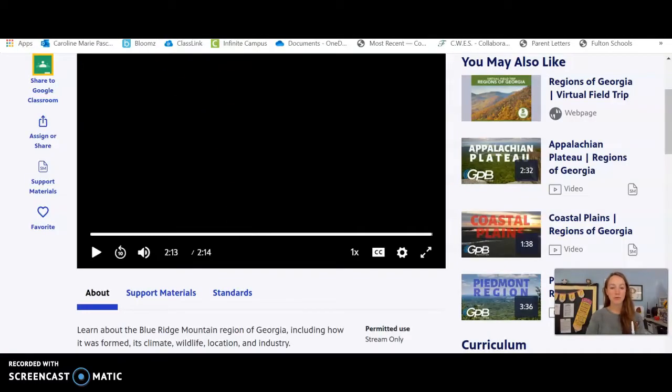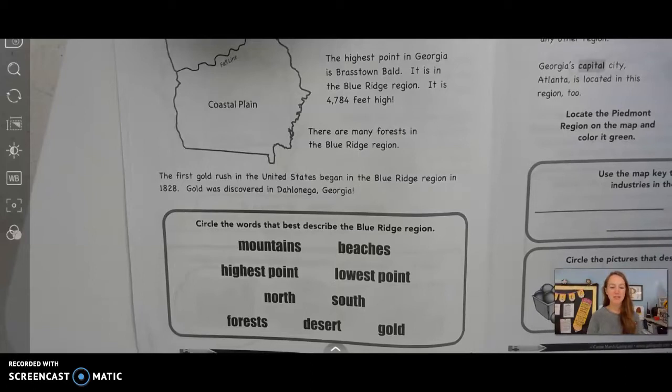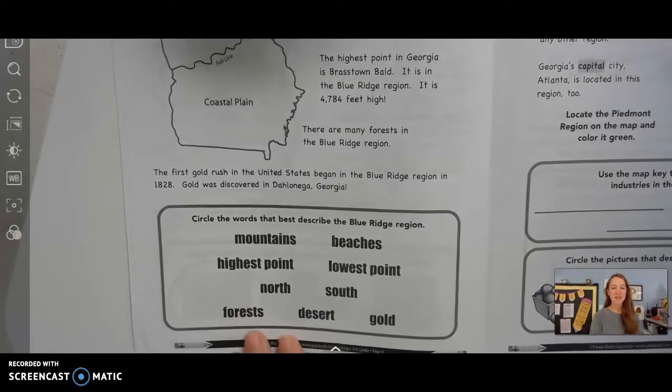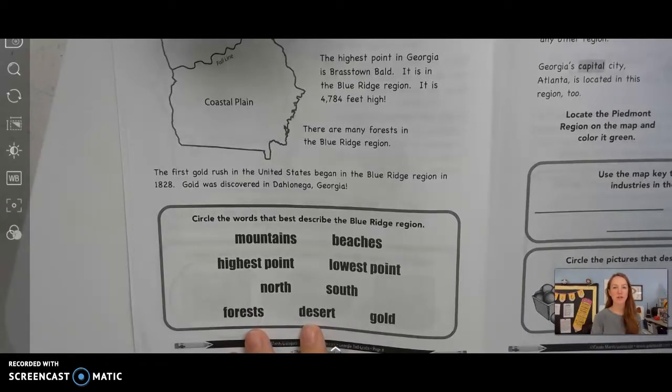All right, guys, that video kind of shared a little bit more about our Blue Ridge region. So let's look down here. It says, circle the words that best describe the Blue Ridge region. Go ahead and pause and circle the words that describe the Blue Ridge region.